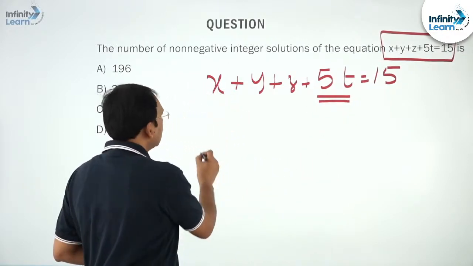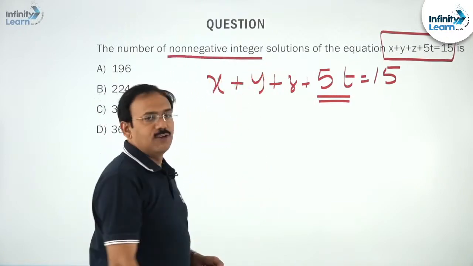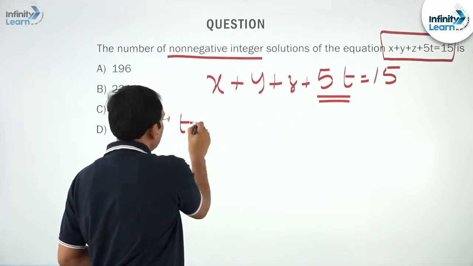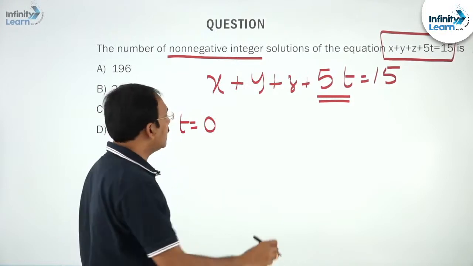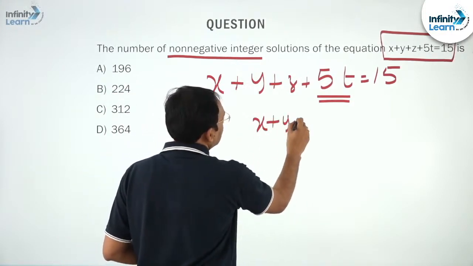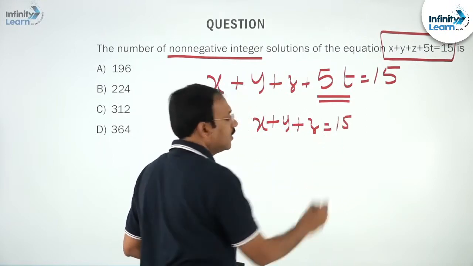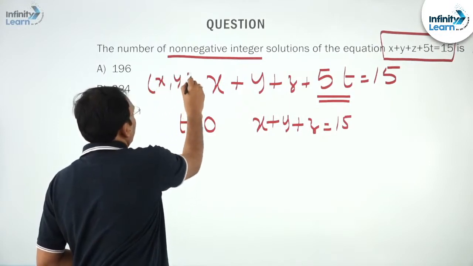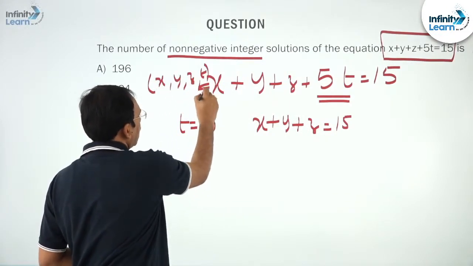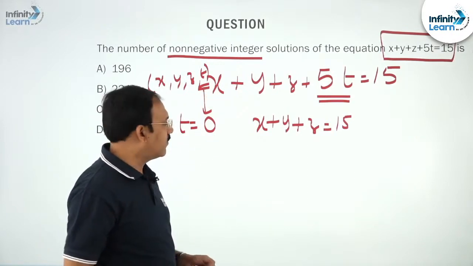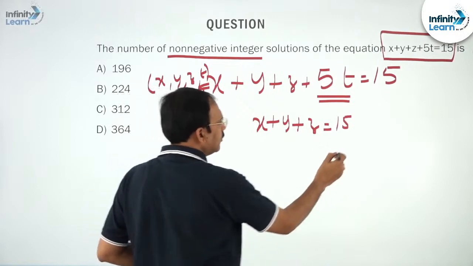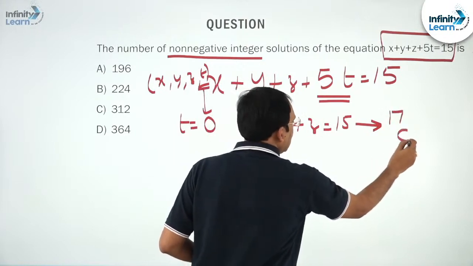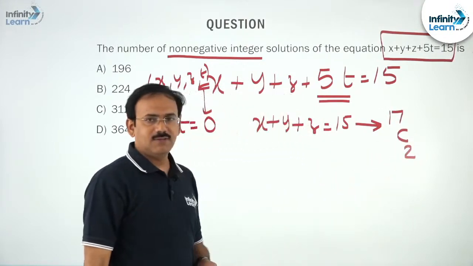You do one thing: he is asking non-negative integral solutions, so any variable can take 0, 1, 2, 3, 4. Better you give cases for this. Put t equal to 0. In that case, the equation becomes x plus y plus z is equal to 15. Now, when you write the 4-tuple x, y, z, t, t is going to take 0 and you just see how many x, y, z will come. This is the number of non-negative integral solutions. Apply formula number 1, n plus r minus 1 C r minus 1, that is all.